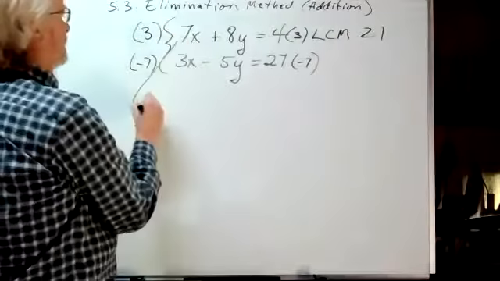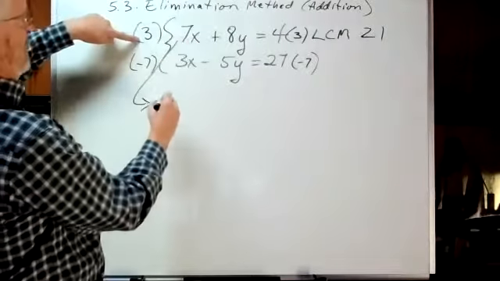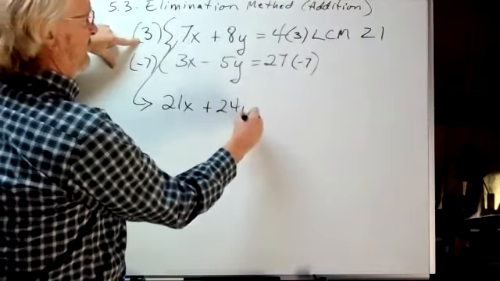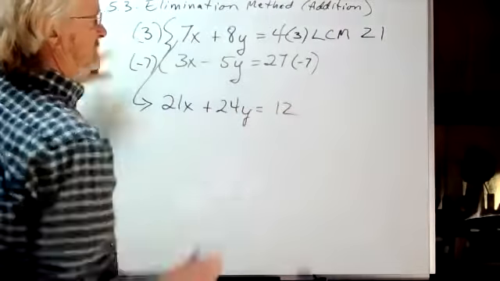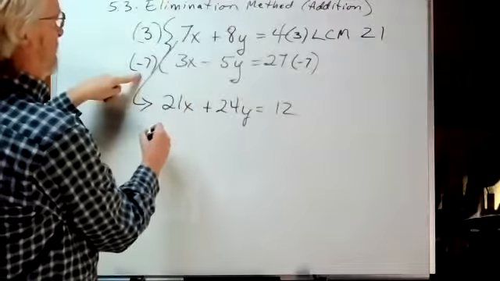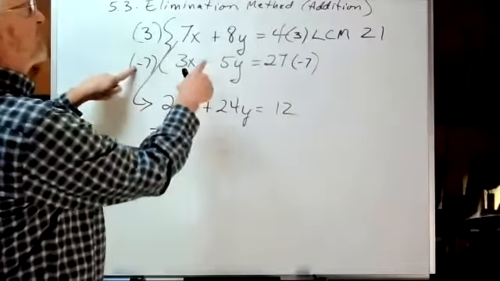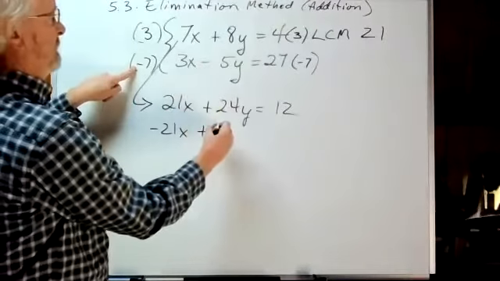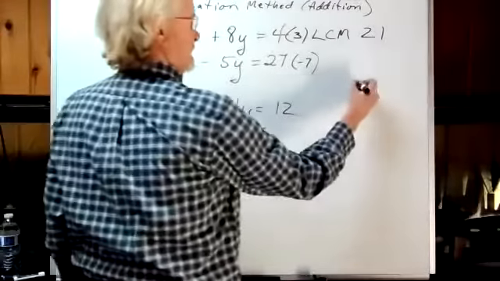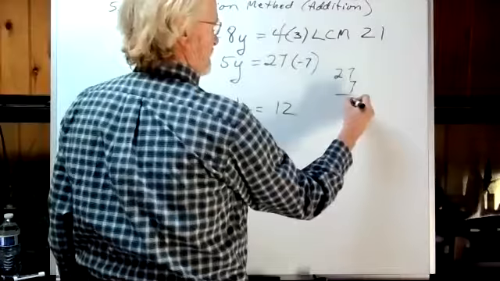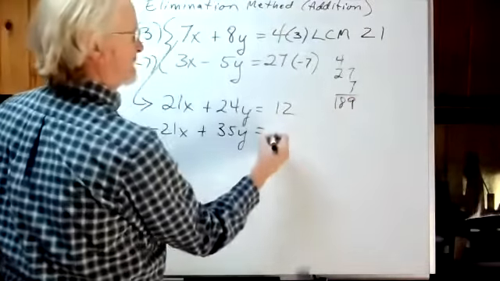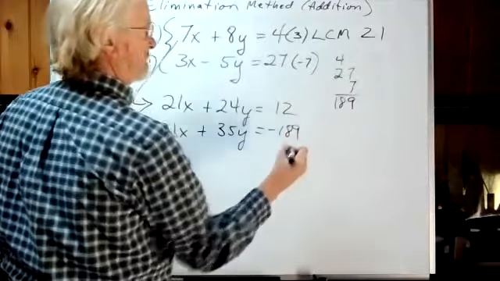All right, so rewriting them both. Here I go. 21x plus 24y equals 12. Ooh, I'm going to get a big number over there. Oh well. Here I go. Negative 21x minus minus is plus 35y equals, all right, here we go. 7 times 27, 49, 14, 189, and minus 189.